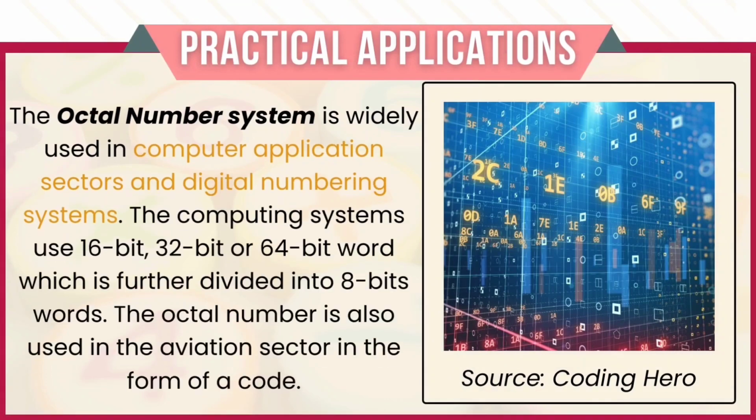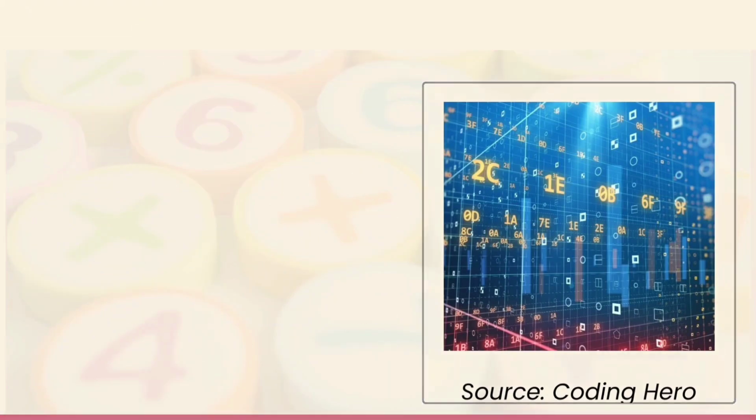Practical applications of the octal number system. The octal number system is widely used in the computer application sector and digital numbering systems. The computing system uses a 16-bit, 32-bit, or 64-bit word, which is further divided into 8-bit words. The octal number is also used in the aviation sector in the form of a code.